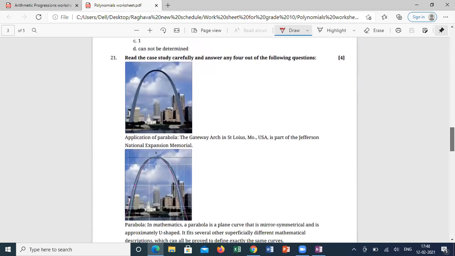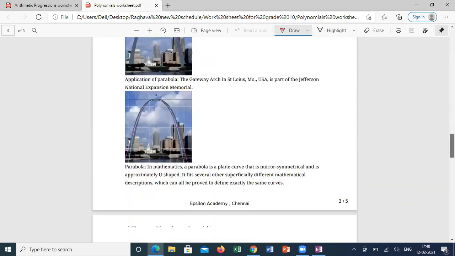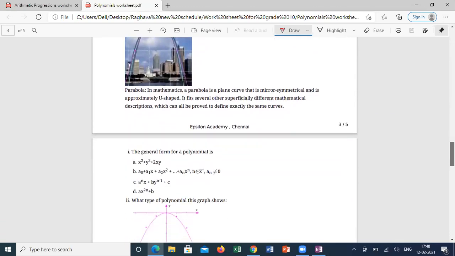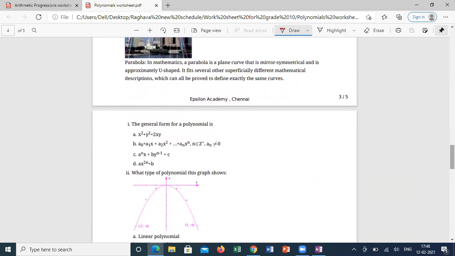First, the 21st question. Read the case study carefully and answer the 4 points. Application of parabola. The general form of a polynomial is, what is the general form of a polynomial? ax to the power n plus bx to the power n minus 1 plus c. Why can't we say A, B, and D are non-polynomials?